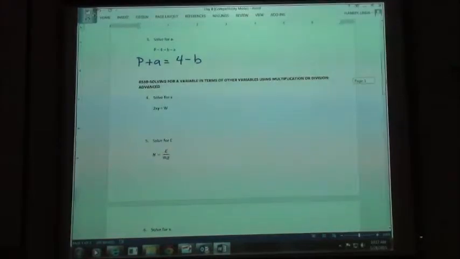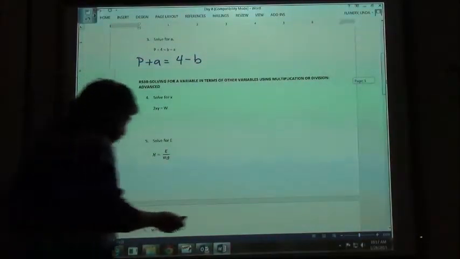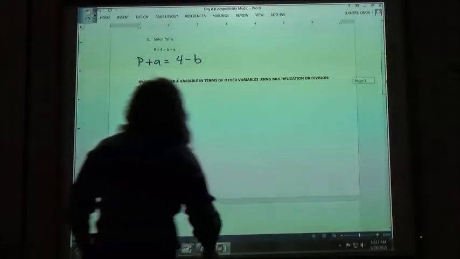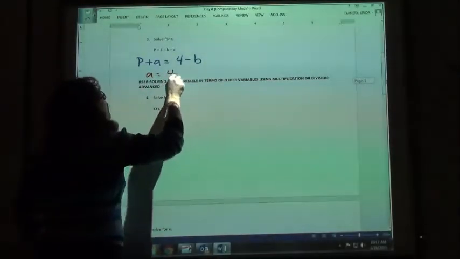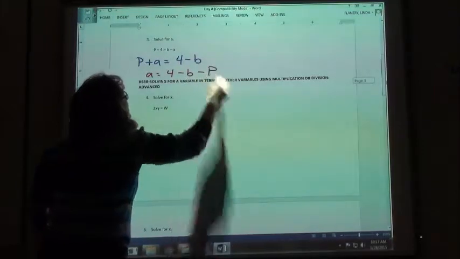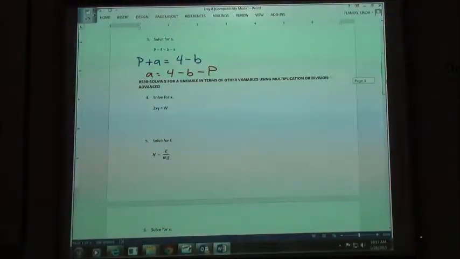So that's one thing you could do. It wouldn't necessarily have to be your first step, but it'd make it so you don't have to divide by a negative. So now if I want to solve it for a, I need to do what? Subtract the p. So a is going to equal 4 minus b minus p. And now the a is all by itself.